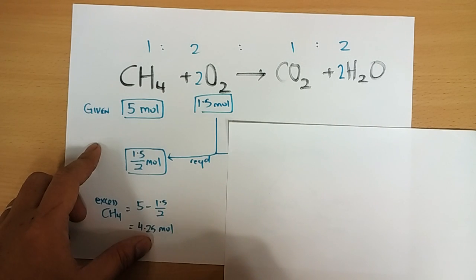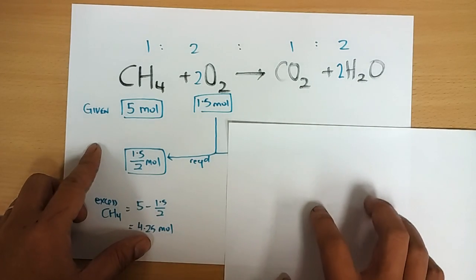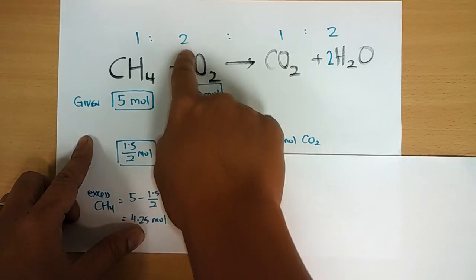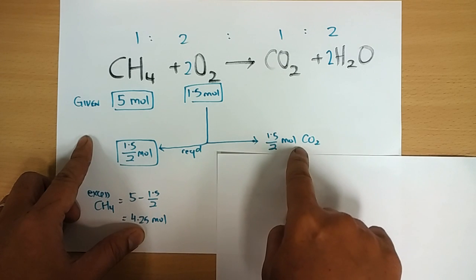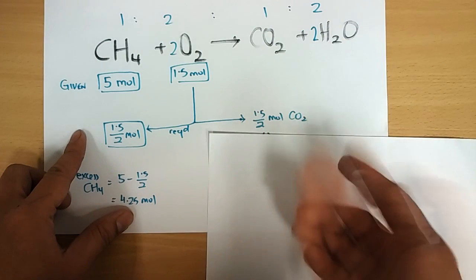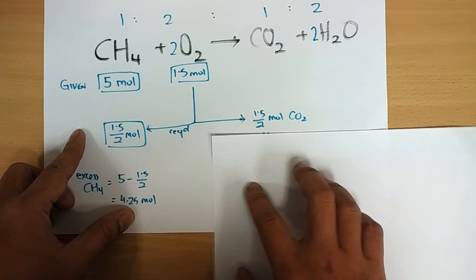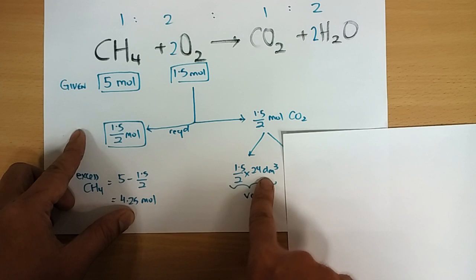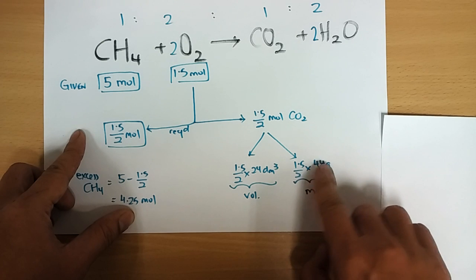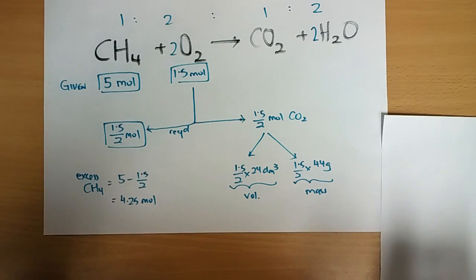Now if the question asks you to find the moles of carbon dioxide, just use the limiting reagent, and 2:1, 1.5 divided by 2 moles will give you the moles of carbon dioxide formed. These questions can be further expanded by asking you about the volume of carbon dioxide formed from the limiting reagent, and all you need to do is times 24. If you are asked to find the mass of CO2, multiply by the molecular mass, the Mr, 44 grams, and you will find the mass of carbon dioxide.